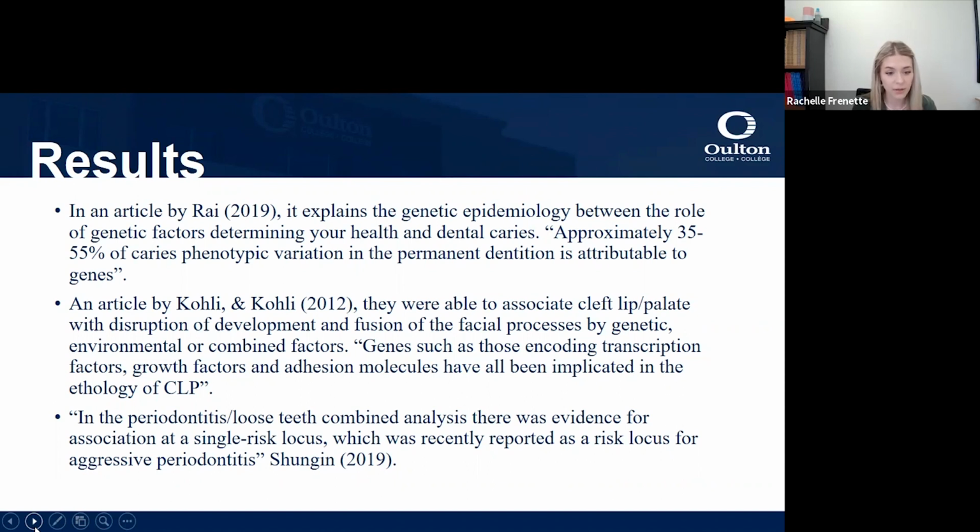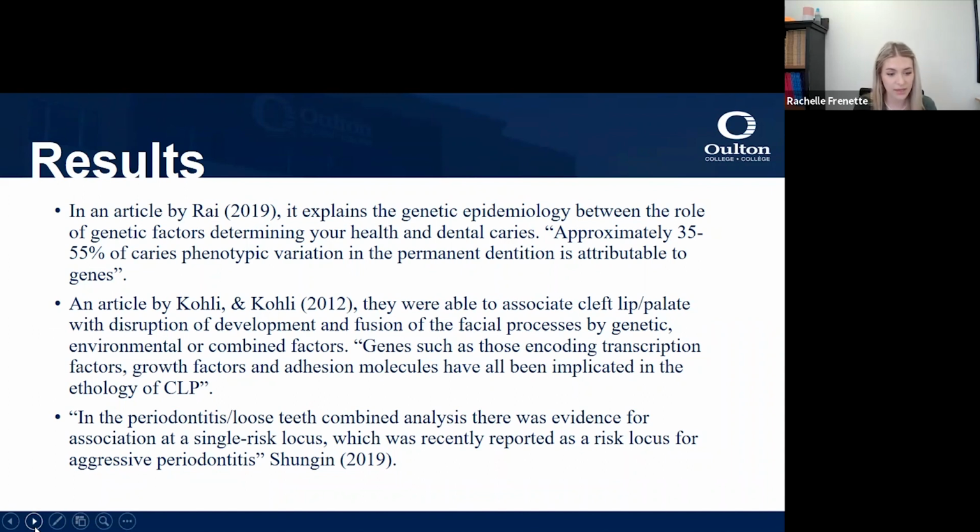An article by Kalie in 2012 associated cleft lip and palate with disruption of development and fusion of the facial process by genetic, environmental, or combined factors. Genes such as those encoding transcription factors, growth factors, and adhesion molecules have all been implicated in the etiology of cleft lip and palate. It can occur because of environmental factors combined with genetics. It can be something that happens while the mom is pregnant with the baby too.